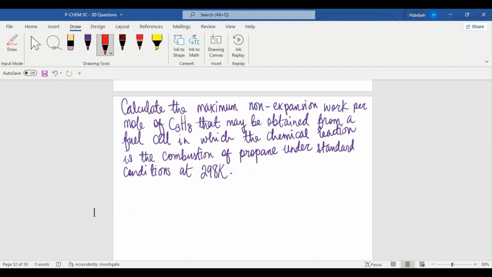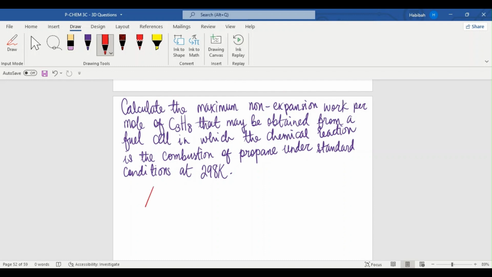So the first thing you have to note is calculate the maximum non-expansion work per mole. You're asked to find the work per mole of C3H8, which is propane gas, that may be obtained from a fuel cell in which the chemical reaction is the combustion of propane under standard conditions. So we're told to calculate the maximum non-expansion work.